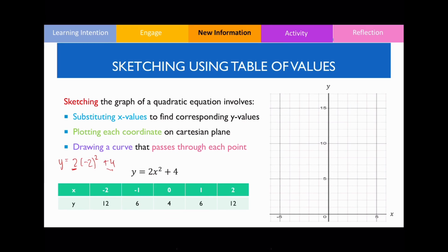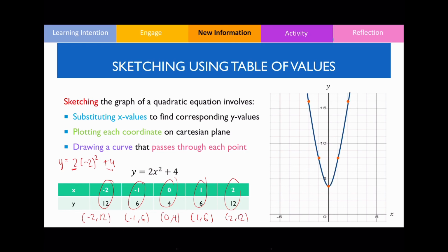Once you've filled out your table of values, you now need to plot each of these coordinates on a Cartesian plane. If you don't recognize what the coordinates are, these are the coordinates over here. So you could write this as (-2, 12), (-1, 6), (0, 4), (1, 6), (2, 12), and plot each of these coordinates on your graph. If I did this, this is what it would look like. And now the last step simply says to draw a curve that passes through each of these points. So if I was to draw a curve, this is what my graph will look like.